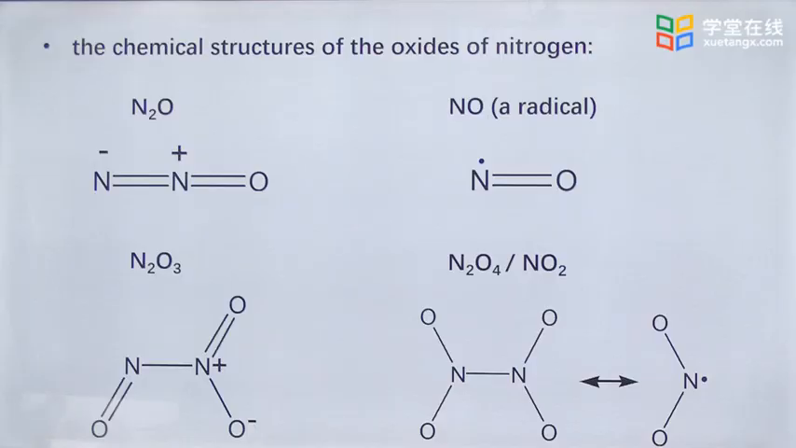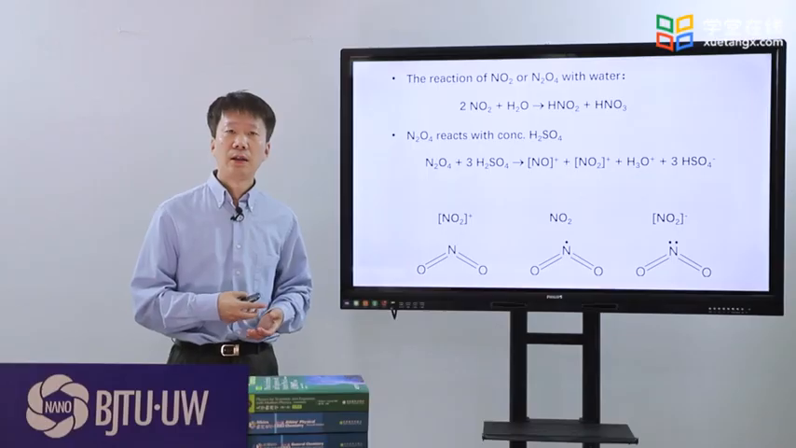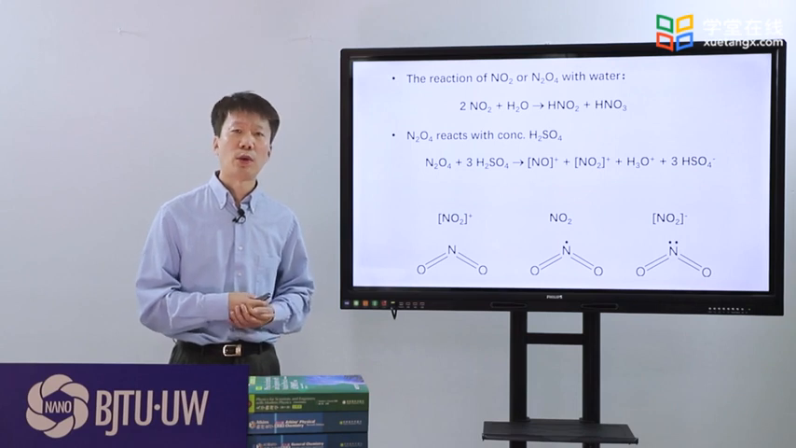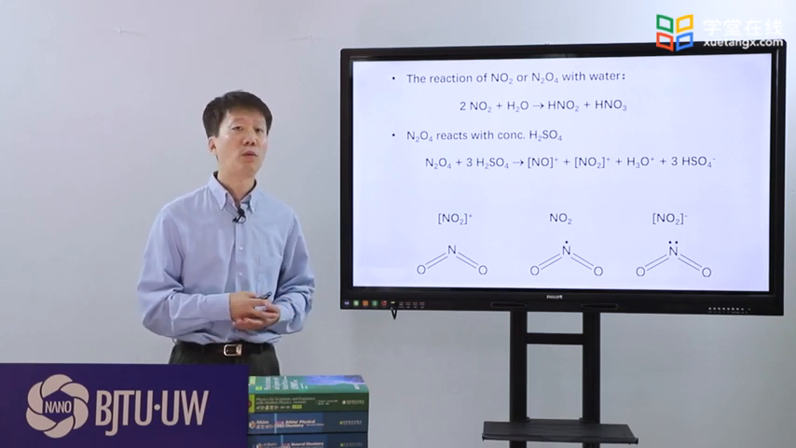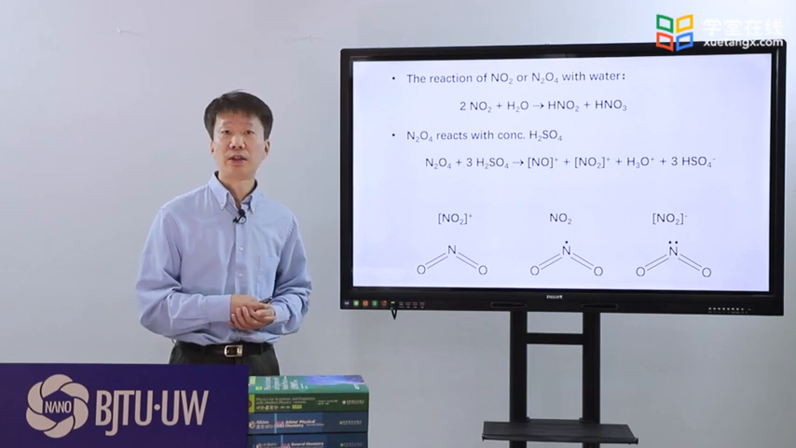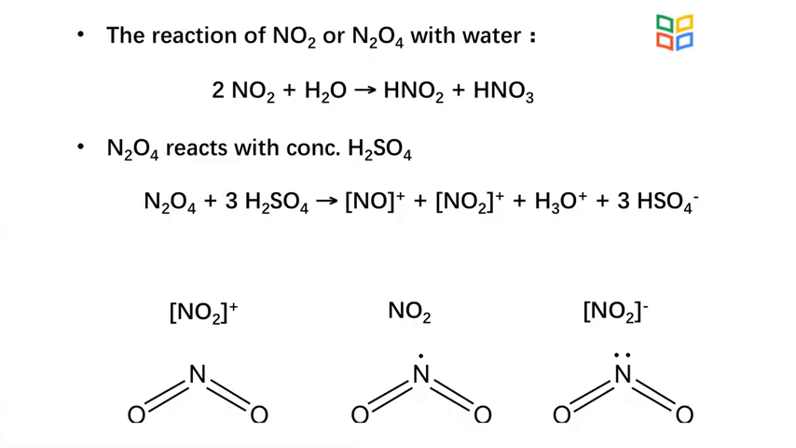Nitrogen monoxide and nitrogen dioxide are paramagnetic, while all the others are not, which indicates the existence of unpaired electrons in nitrogen monoxide and nitrogen dioxide. The reaction of nitrogen dioxide with water gives a 1-to-1 mixture of nitrous and nitric acids, so atmospheric nitrogen dioxide is corrosive and contributes to acid rain.